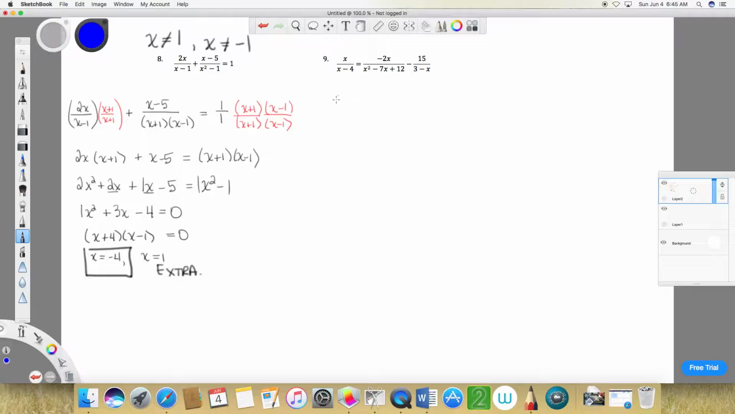On the left-hand side, we see that we have a factor of x minus 4. On the right-hand side, in this first term here, we want to factor this x squared minus 7x plus 12, and that factors to x minus 3 times x minus 4. And then we've got minus.